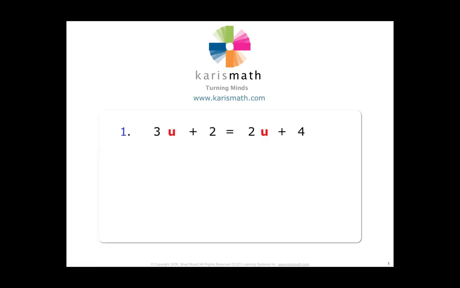This is what an algebraic equation looks like. Now, can you do this? I can read it out to you in case you can't read this. This says 3u plus 2 equals 2u plus 4. There, I read it out to you. Did you understand that?